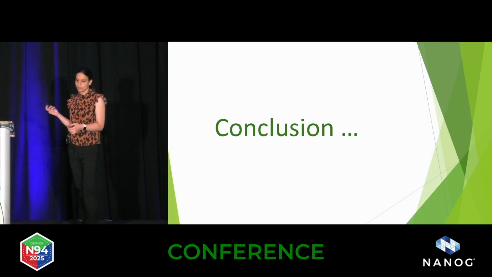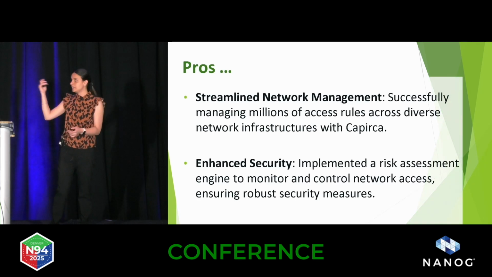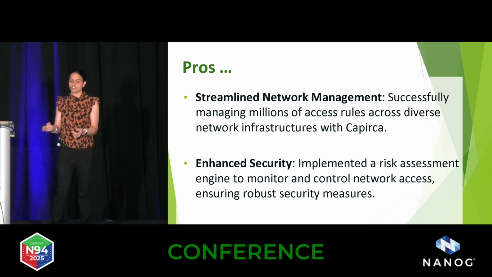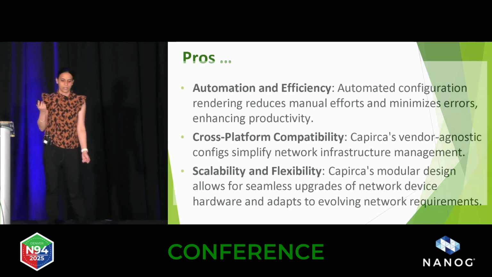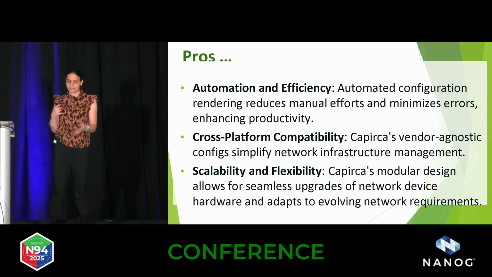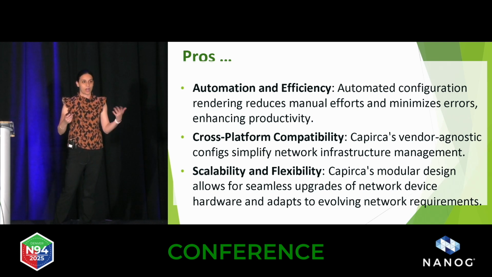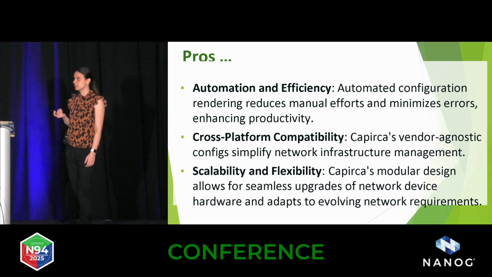So to conclude, these are some of the pros from Capirca. We've had streamlined network management, enhanced security, and efficiency, because automated configuration helps us reduce manual efforts and minimizes errors. Vendor-agnostic configs give us more flexibility in terms of what hardware we want to choose, and upgrading between different hardware is much more flexible when it comes to our ACLs.